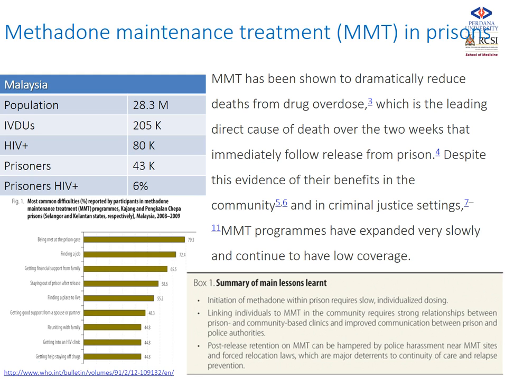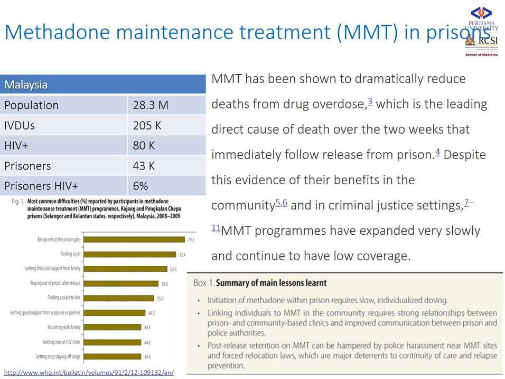In Malaysia, with a population of 28.3 million, there are roughly 205,000 IV drug users. About 80,000 of them are HIV infected, 43,000 are prisoners, and about 6% of prisoners are HIV positive. Methadone maintenance treatment has been shown to dramatically reduce deaths from drug overdose, which is the leading direct cause of death over the 2 weeks that immediately follow release from prison. Despite this evidence of its benefits in the community and in criminal justice settings, methadone maintenance programs have expanded very slowly and continue to have no coverage.